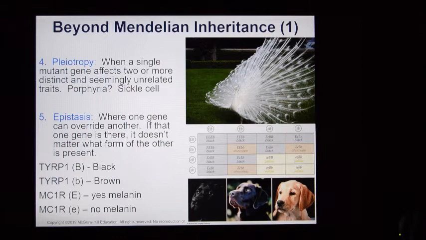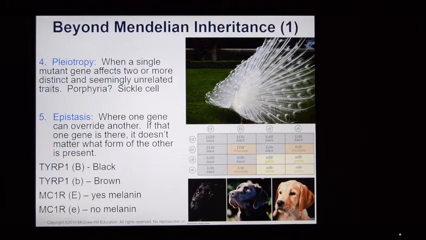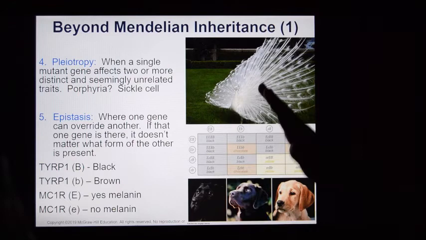When a single mutant gene affects two or more really different traits. That's a good example of this. Epistasis, where one gene, if it's there, overrides the expression of other genes. Now, these are going to seem similar, but I assure you they're quite different.